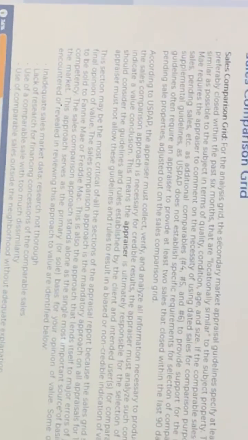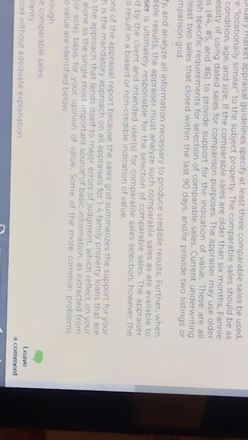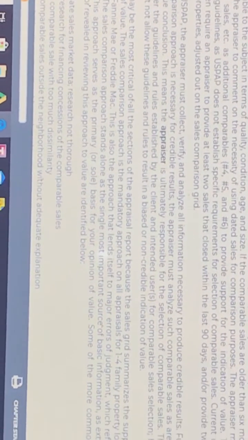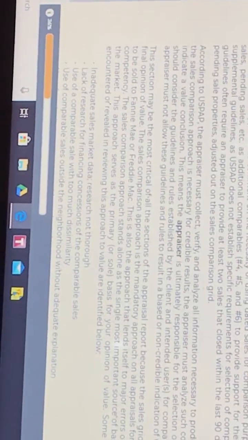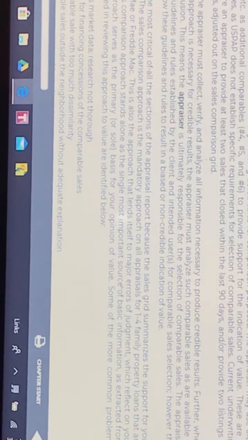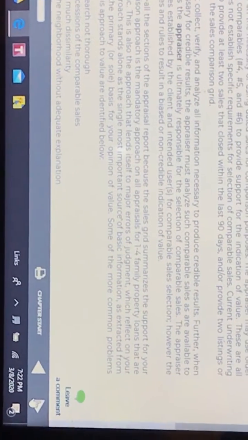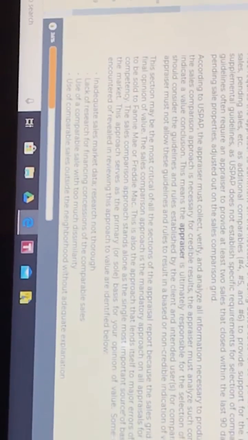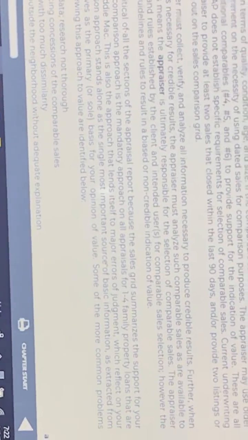According to USPAP, the appraiser must collect, verify, and analyze all information necessary to produce credible results. Further, when the sales comparison approach is necessary for credible results, the appraiser must analyze such comparable sales as are available to indicate a value conclusion. This means the appraiser is ultimately responsible for the selection of comparable sales. The appraiser should consider the guidelines and rules established by the client and intended users for comparable sales selection. However, the appraiser must not allow these guidelines and rules to result in a biased or non-credible indication of value.